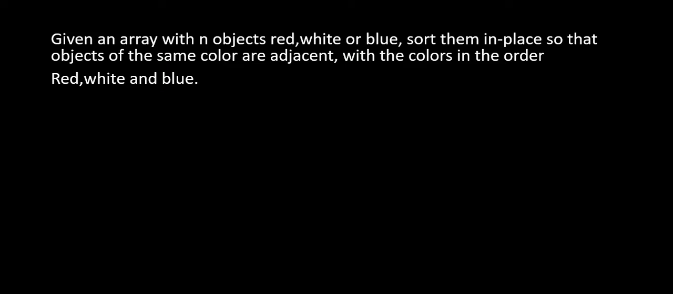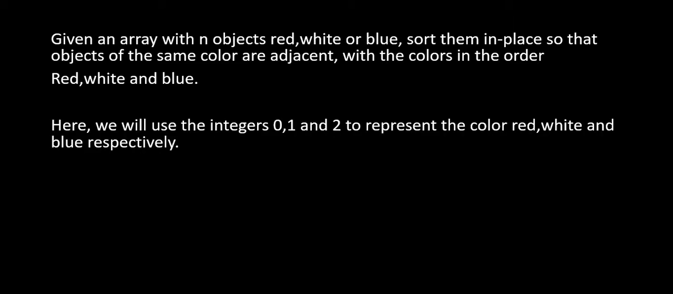Now we'll see the problem statement. Given an array with n objects red, white or blue, sort them in place so that objects of the same color are adjacent, with the colors in the order red, white and blue. Here we will use the integers 0, 1 and 2 to represent the colors red, white and blue respectively. Here red will be represented with 0, white will be represented by 1 and blue will be represented by 2.